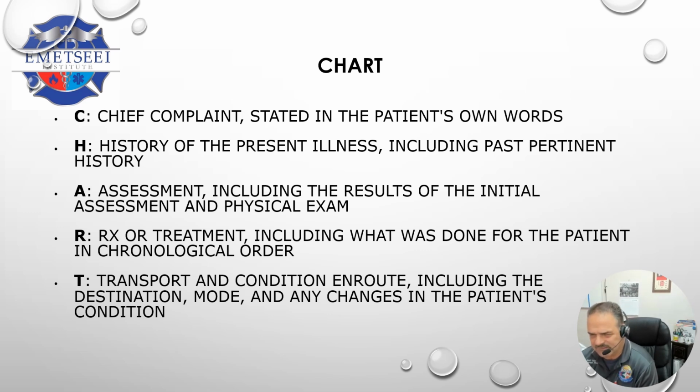And then finally, T is transport and condition en route. Important: any changes, your secondary vital signs en route, including the destination you're taking the patient to, whether it was emergency or non-emergency, and any change in the patient's condition.